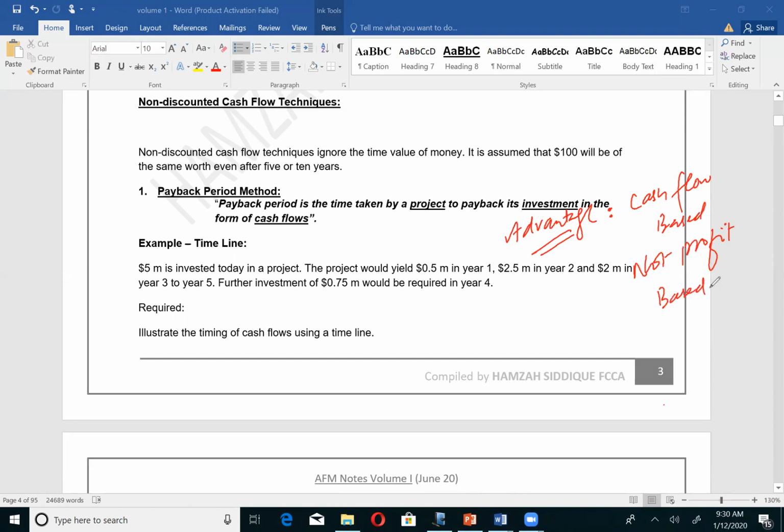It is a cash flow based technique because we are utilizing cash flows. Profits are subject to manipulation, not the cash flows.